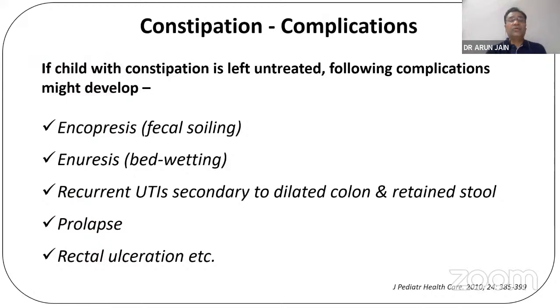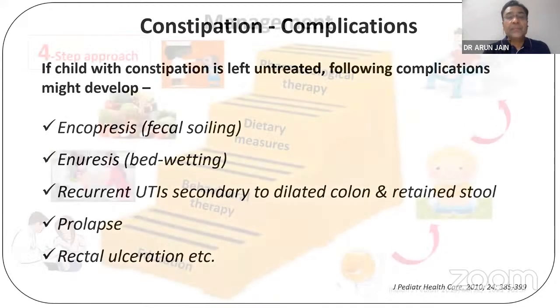Now, what can be the complications of constipation? If the constipated child is left untreated, the following complications might occur: encopresis, that is fecal soiling; enuresis, that is bed wetting; recurrent UTI secondary to dilated colon and retained stool; prolapse and rectal ulceration.